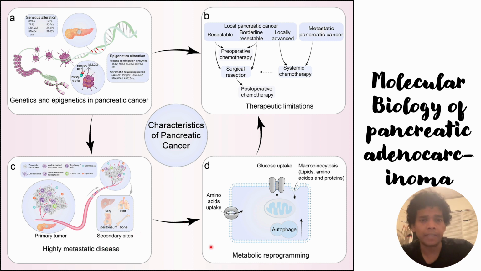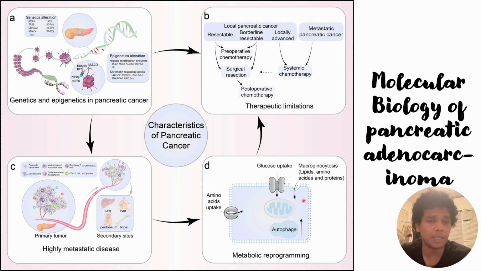And the next and important part is metabolic reprogramming. As we know, one of the properties of cancer cells is uncontrolled growth rate, and in order to grow, they need some kind of energy that supports their uncontrolled growth rate, and this energy can be arranged by pancreatic cancers through metabolic reprogramming.